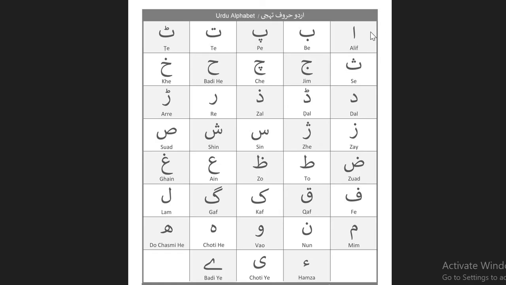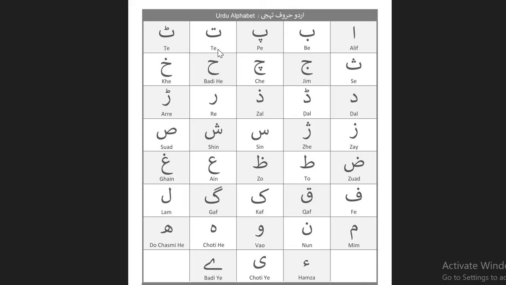You see under each letter you will have a word written in English which is the pronunciation for that letter. So let's start with the first one. Alif. Second one is Be, then Pe, Te, Te.